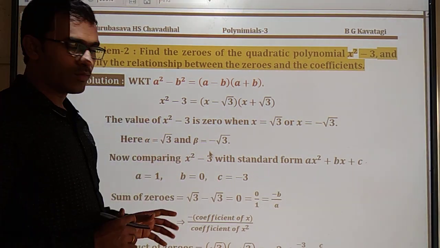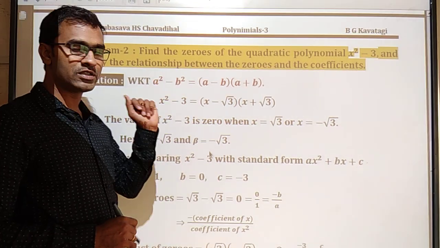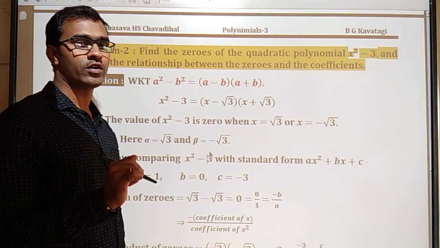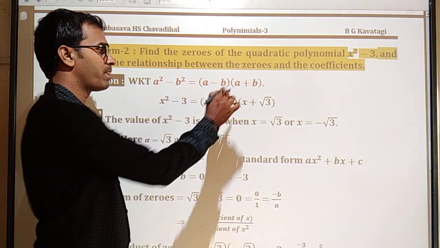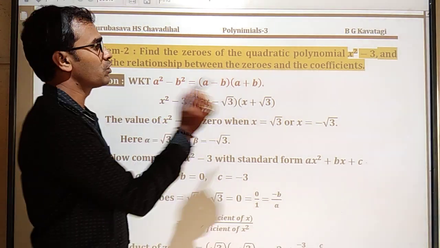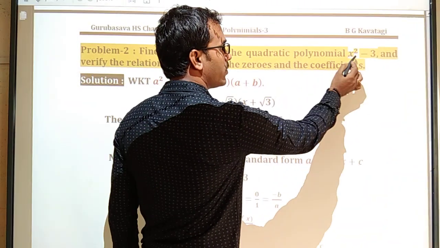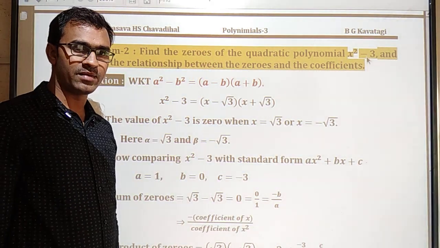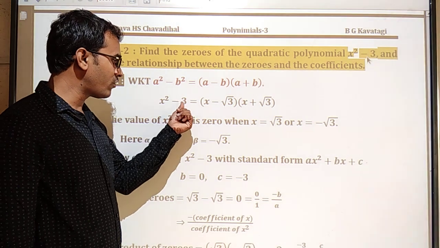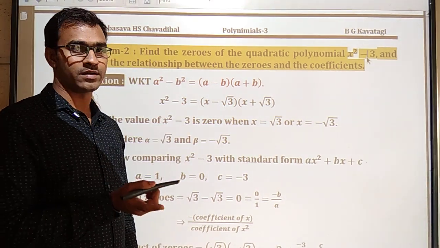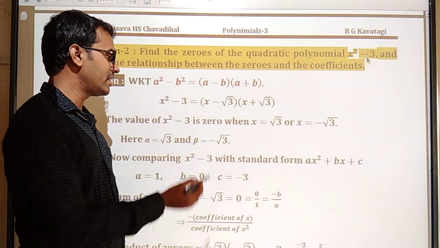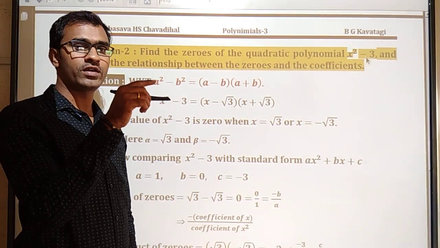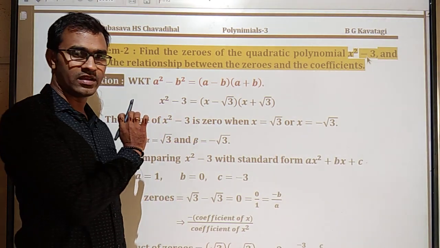So, we know the formula a square minus b square equals a minus b into a plus b. Our polynomial is x square minus 3. I will write 3 in the form of root 3 whole square. Root 3 whole square means again 3, since the square root cancels the square.